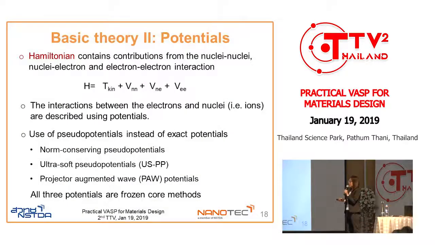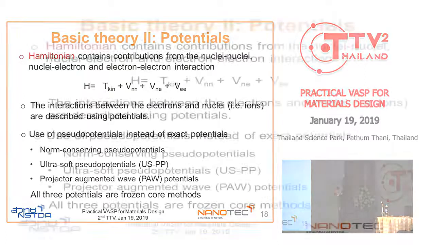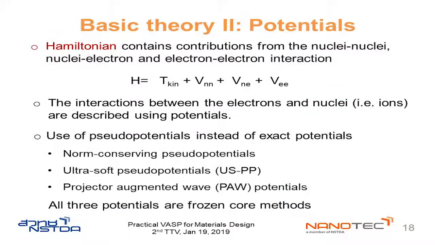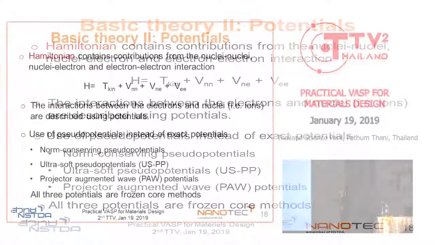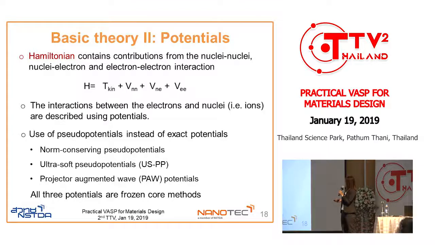And come to the potential part. Like Dr. Pusna said, the potential is used to describe the nuclei-electron and electron-electron interaction. And in VASP, there are three potentials provided, such as the norm-conserving pseudopotential, the ultrasoft pseudopotential, and the projector augmented wave. This one is the most recent, well-known method that we usually use for now. And all three potentials are developed from the frozen core approach.